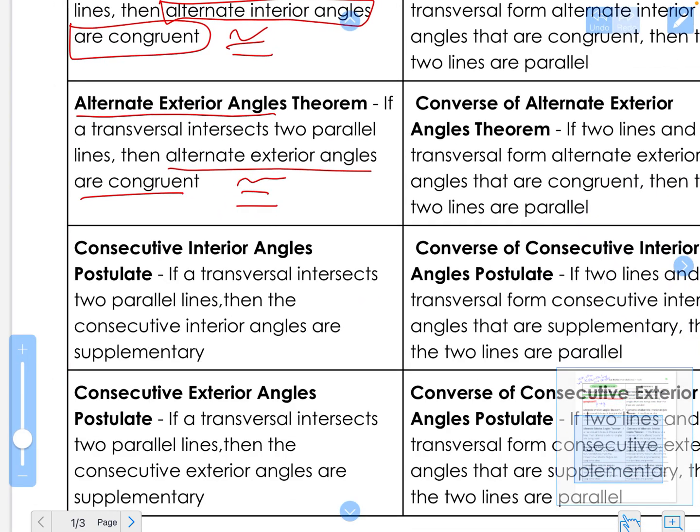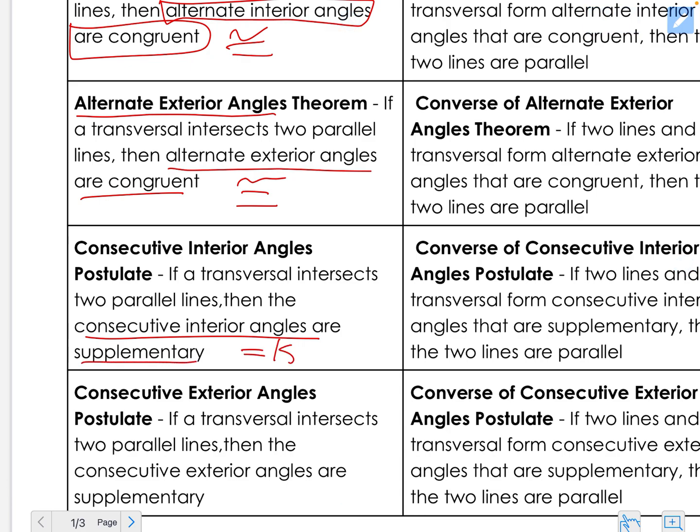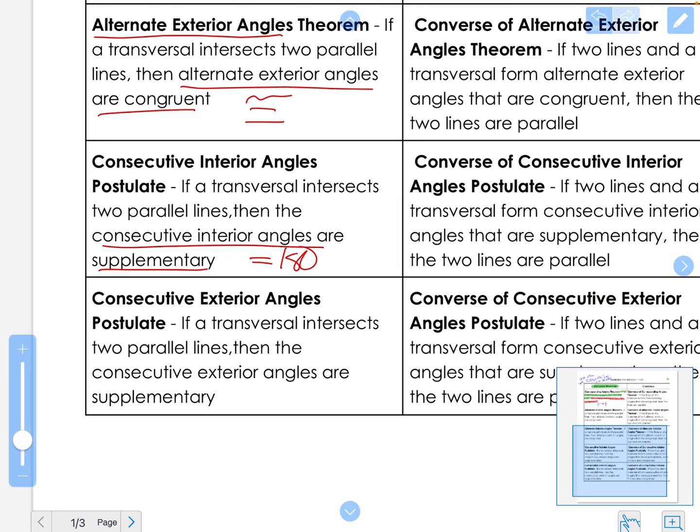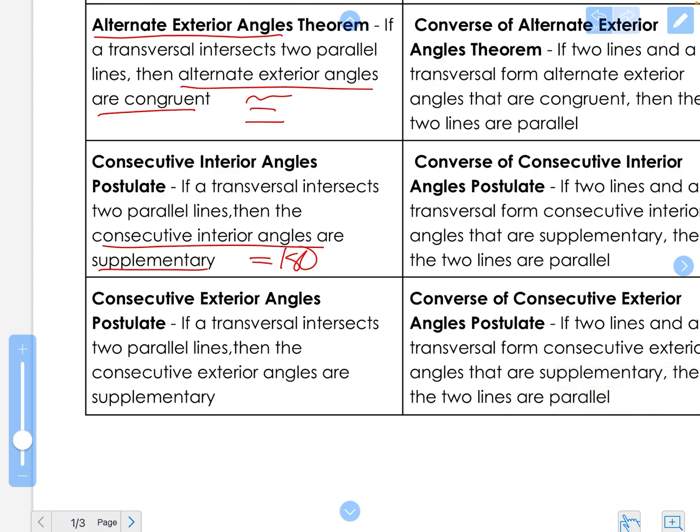When we know they're parallel, we know that the consecutive interior angles are supplementary, so they equal 180 degrees. When we know our lines are parallel, we know the consecutive exterior angles are supplementary, which means they equal 180.